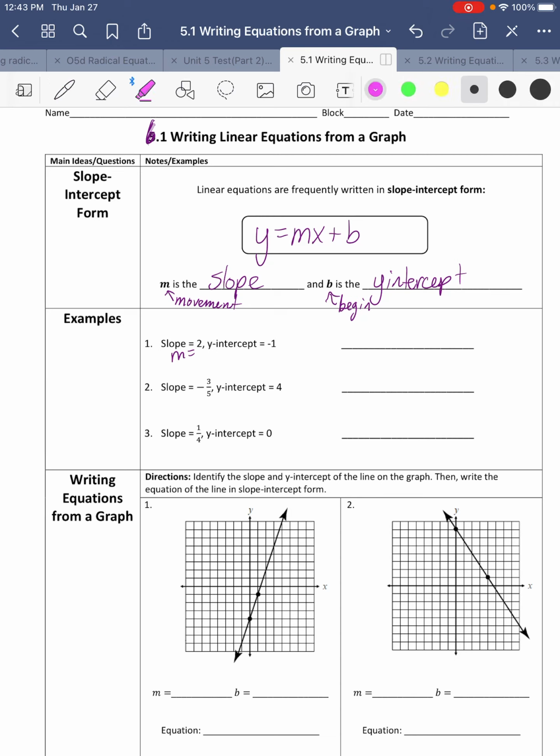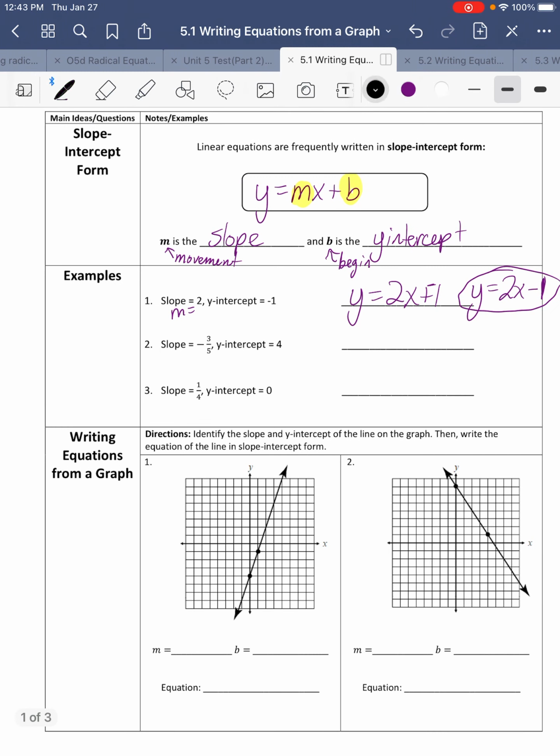So what we're doing is we're replacing the m with the slope, and we're going to replace the b with the y-intercept. So it's y equals 2x plus negative 1. This is a plus negative 1. So this is an okay answer, but the best answer is y equals 2x minus 1, because the negative is the same thing as a subtraction. That's a simpler way to write it. That's your best answer.